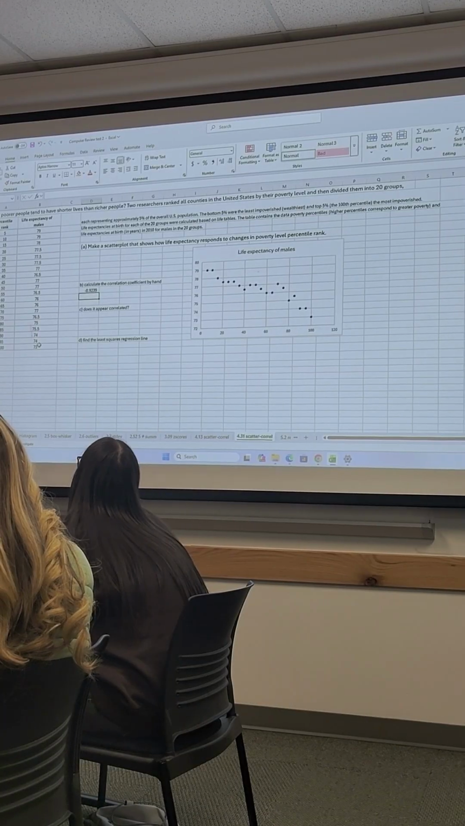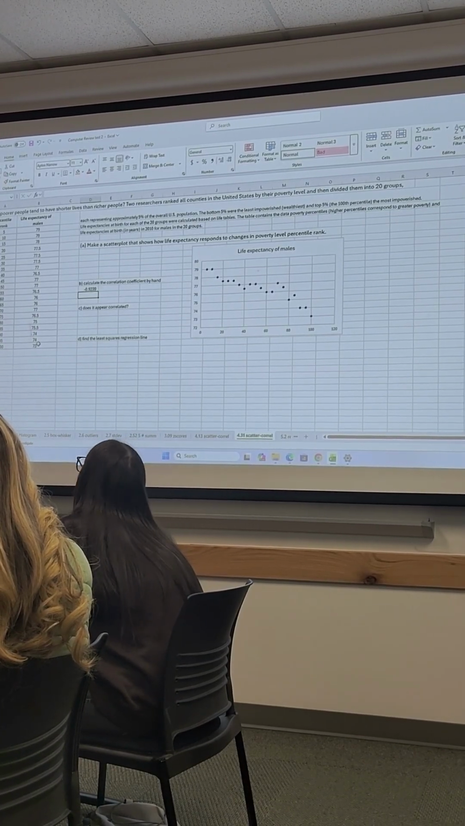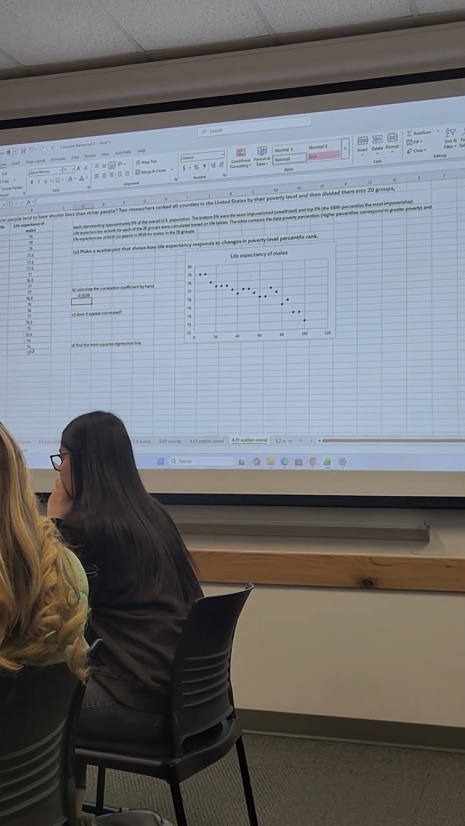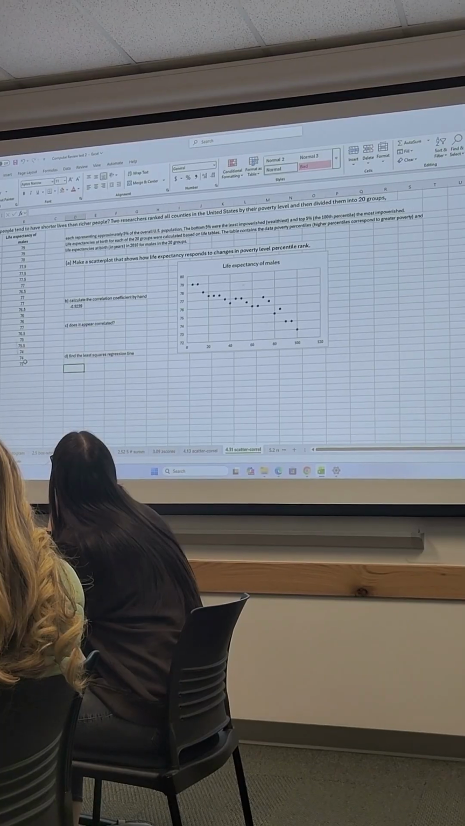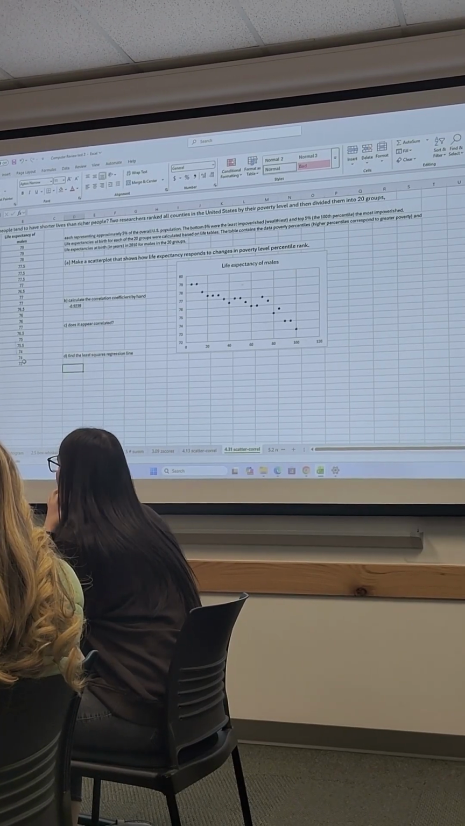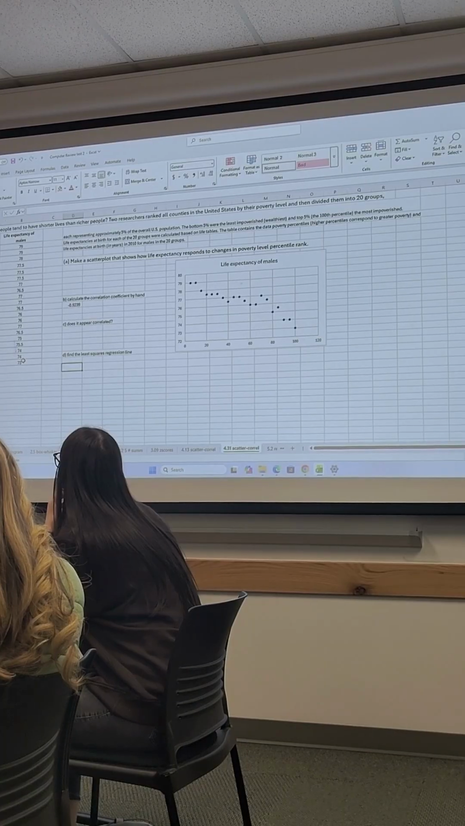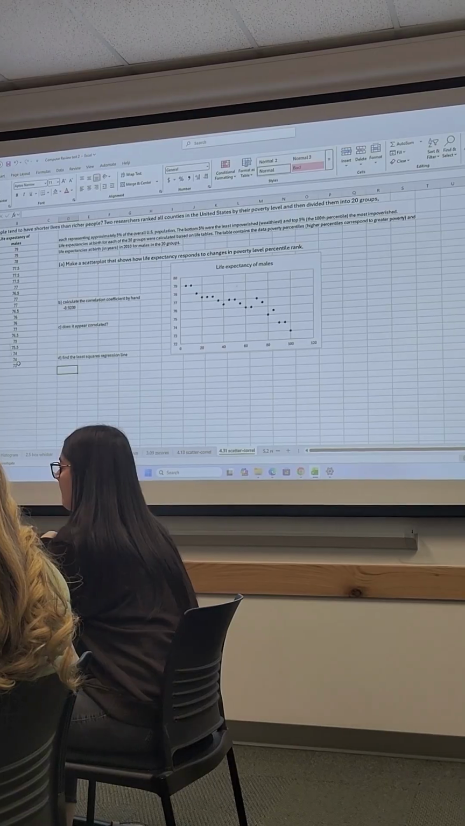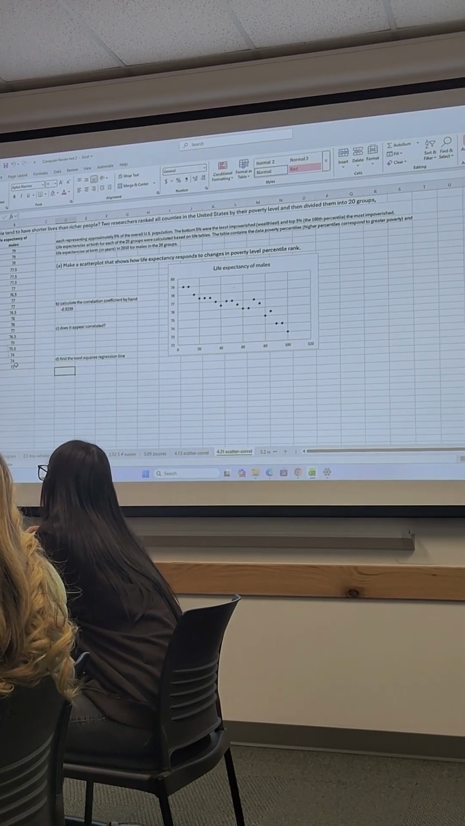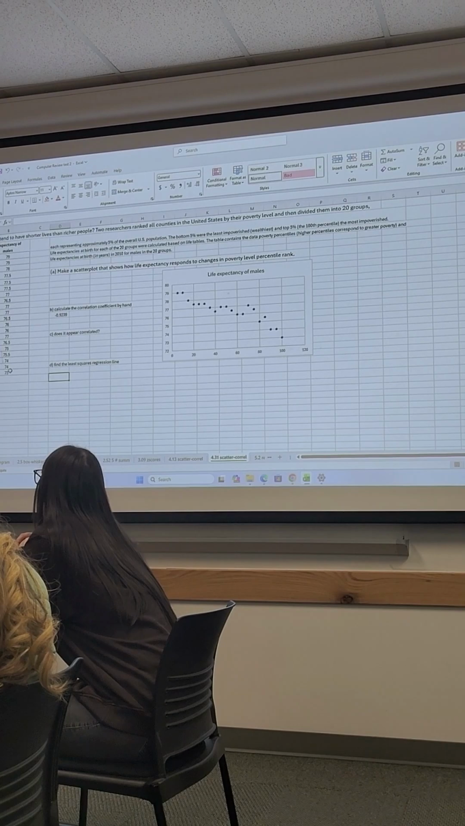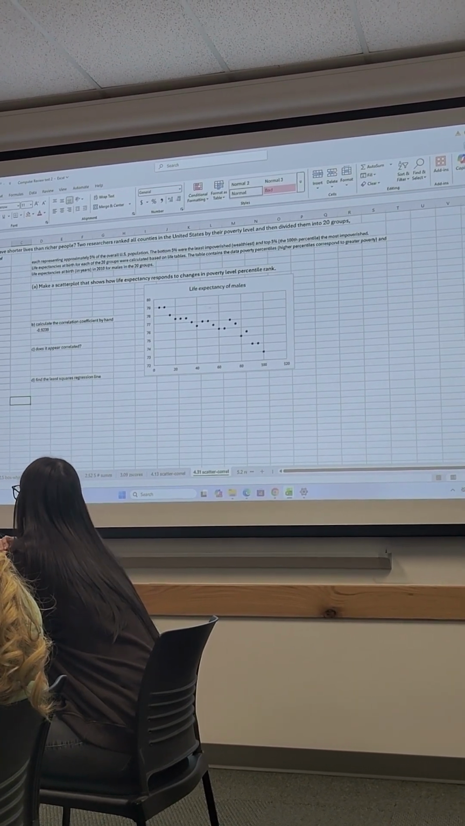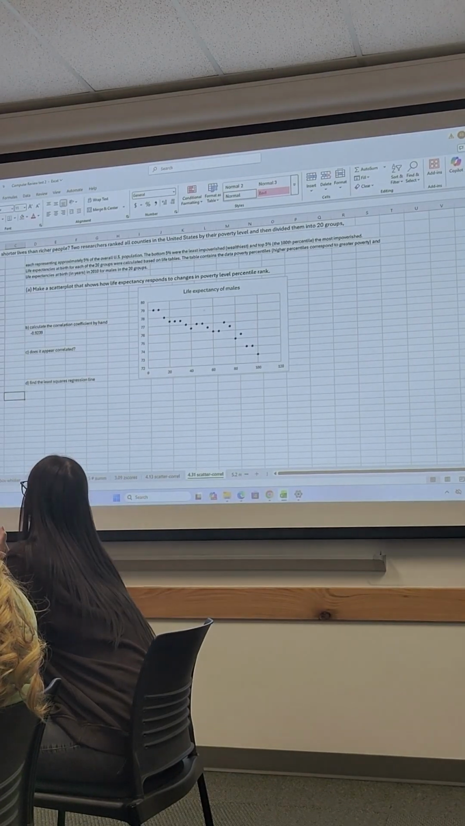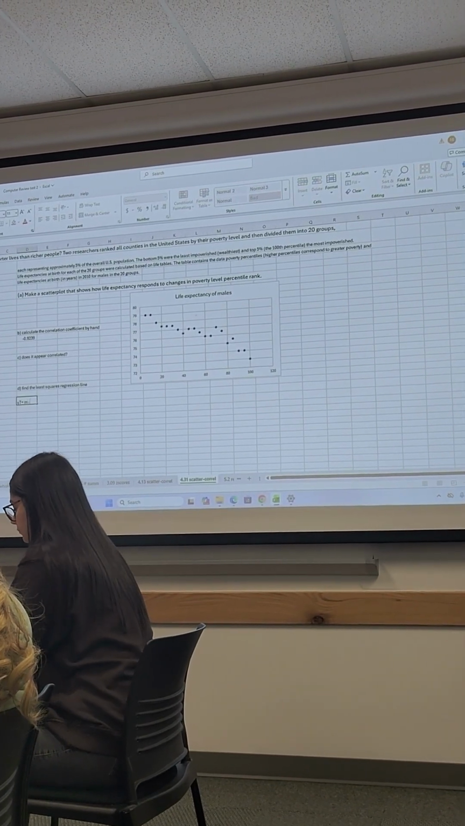Can you find the least squares regression line? Now, that's something I would make you do on your computer. What is the basic format of the least squares regression line? You can find it without doing it by hand, but I want you to find it by hand. You know how to do that? Y equals mx plus b. Okay. That's the format.